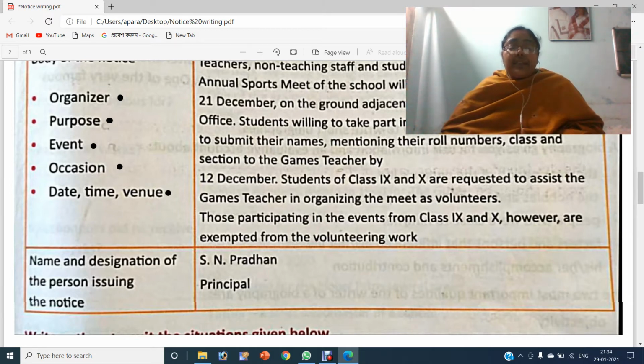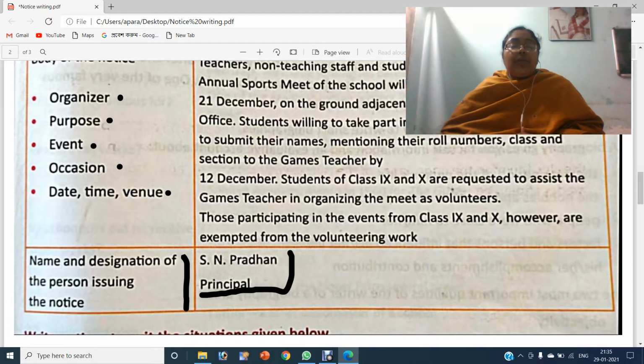Now the name and designation of the person issuing the notice, that should be given down there. So what do we find? The name and designation of the person issuing the notice? Mr. S.N. Pradhan, Principal.